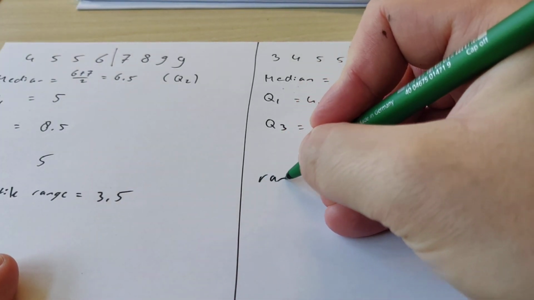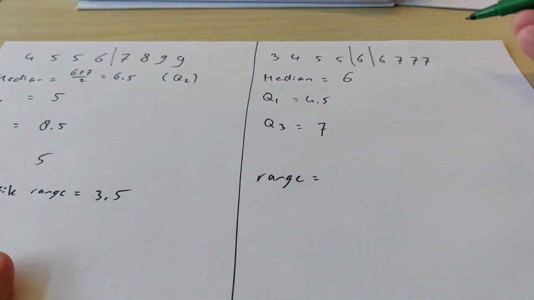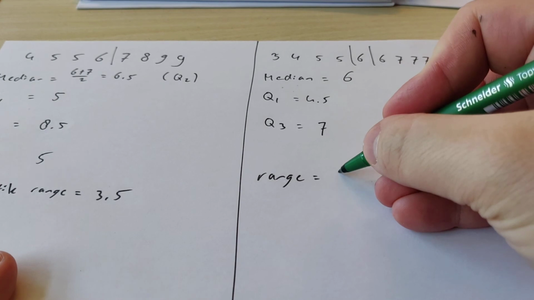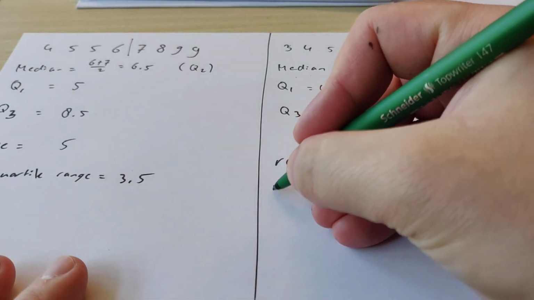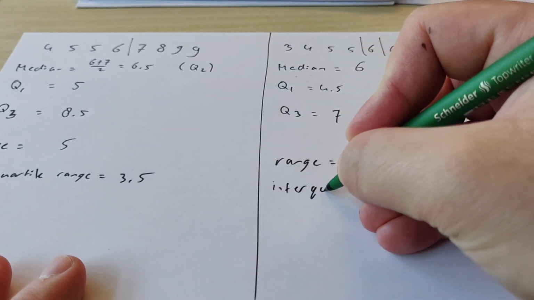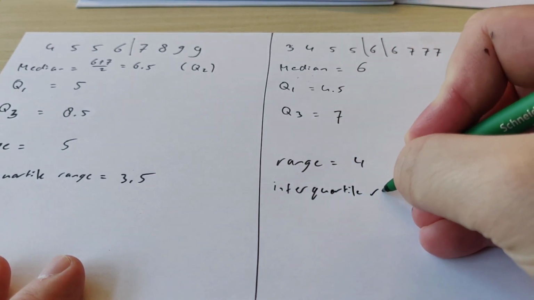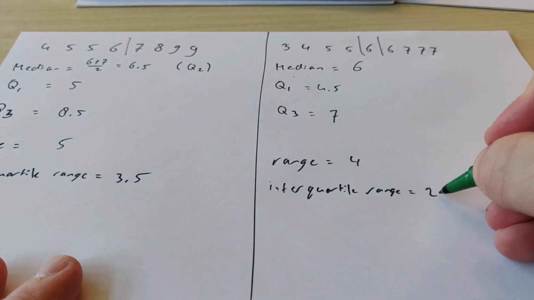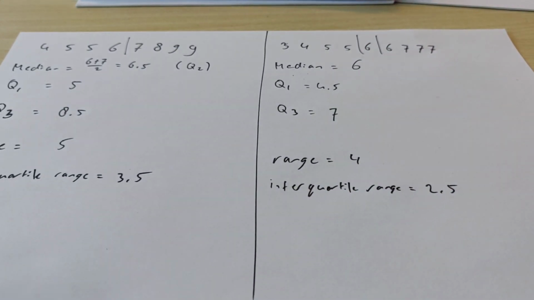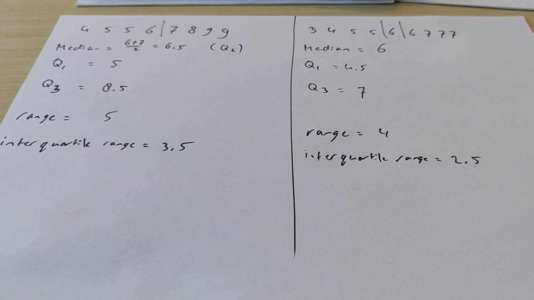So the range for this set of data is 4. So the results are closer to each other, right? And the interquartile range is also smaller. That's the difference between Q1 and Q3. So that's 2.5. So this is how you calculate the Q1, the Q3, the range, and the interquartile range.